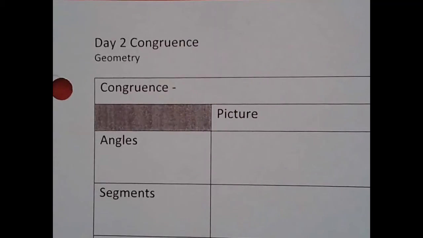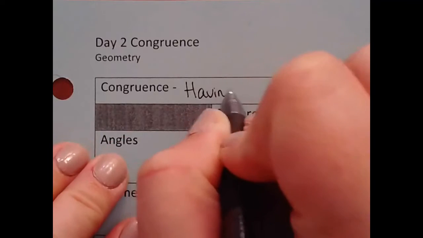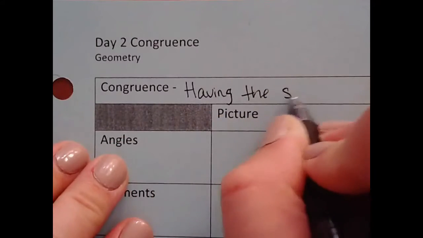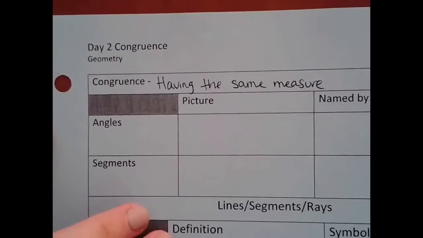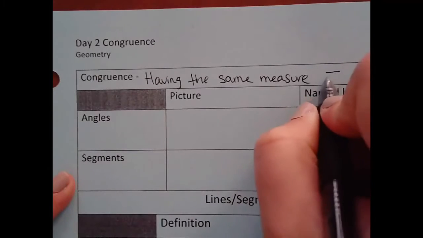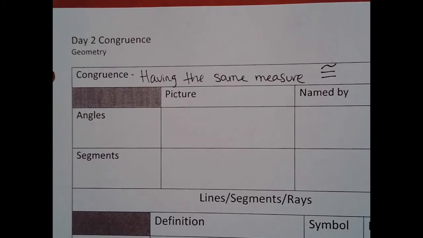Okay, so today we're getting into day 2 notes, congruence. So congruent, we're talking about different shapes here being similar, and congruence being the same measurement. Congruence, having the same measure. And when I show congruence, I use an equal sign with a little squiggly on top. We could talk about angles being congruent and segments being congruent.